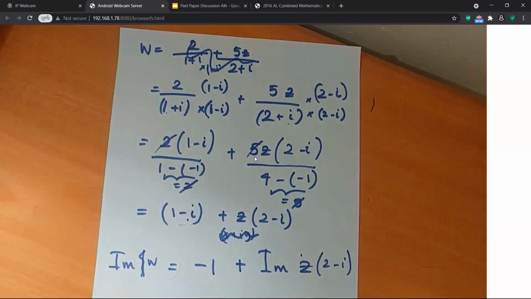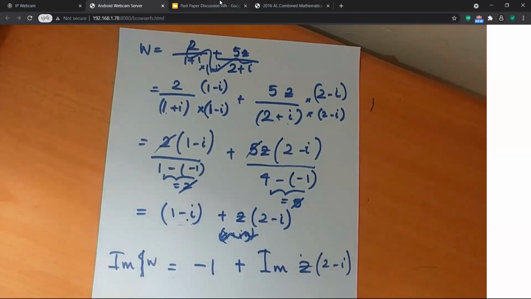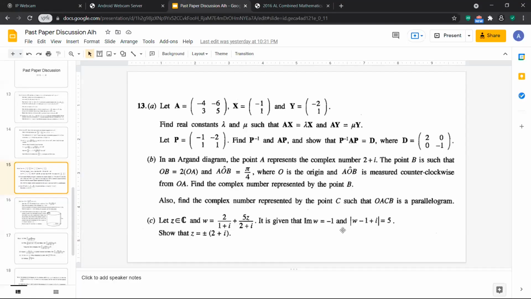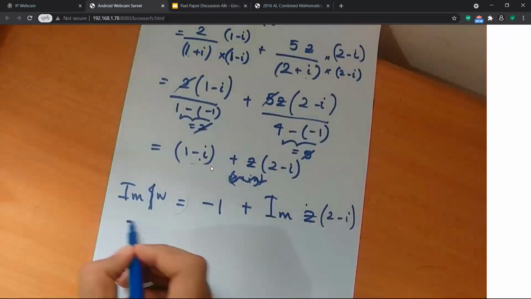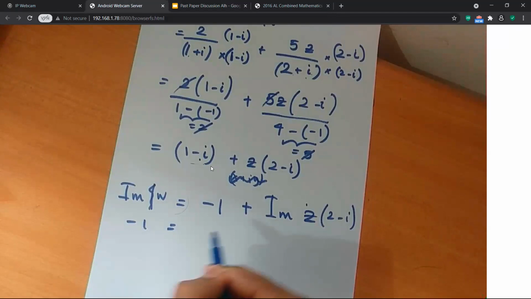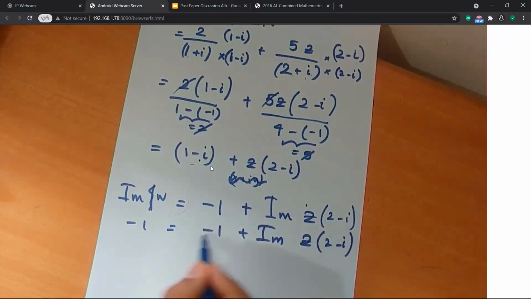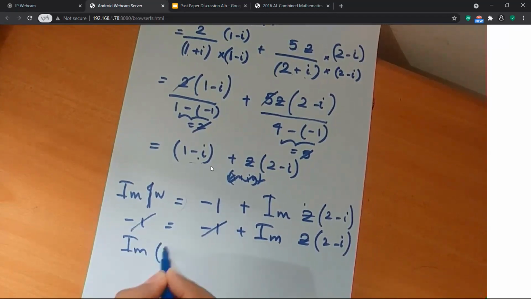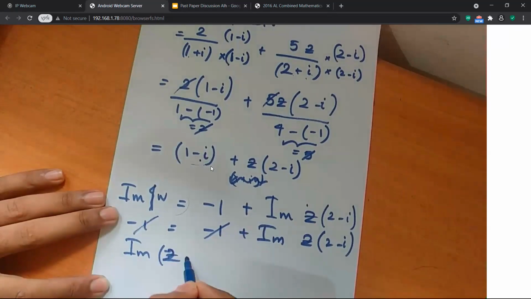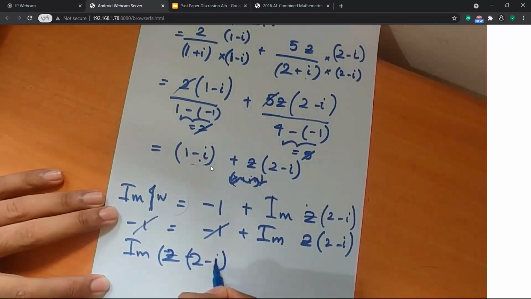So then what? Why did we get the imaginary part of W in the first place? Because they have given it. The imaginary part of W is given as -1. So we substitute that here: minus 1 is equal to minus 1 plus the imaginary part of z times 2 minus I. So minus 1 can be cancelled out. So we get the imaginary part of z times 2 minus I is equal to 0.